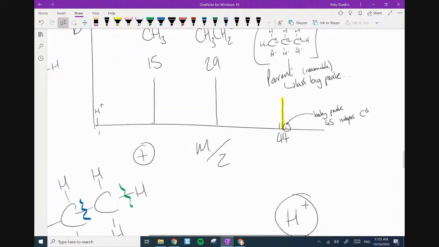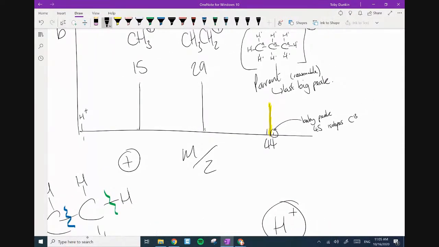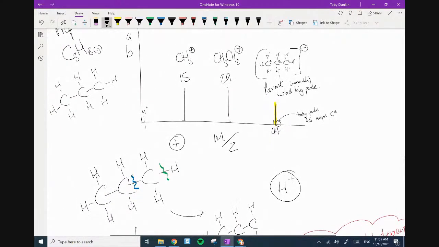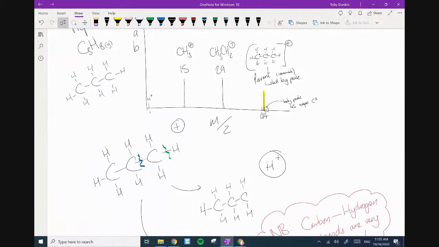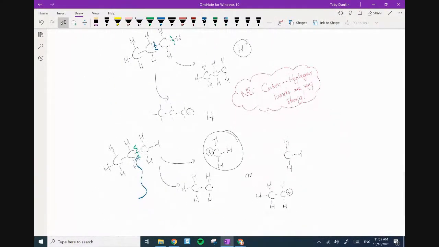There are also little tails on either side of isotopes all over the place. Yeah, but we just ignore those because they're just baby peaks. So isotope peaks don't care. So it's a really fun game.